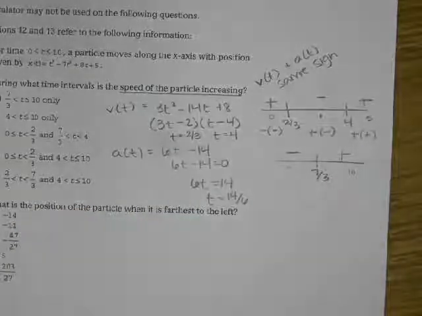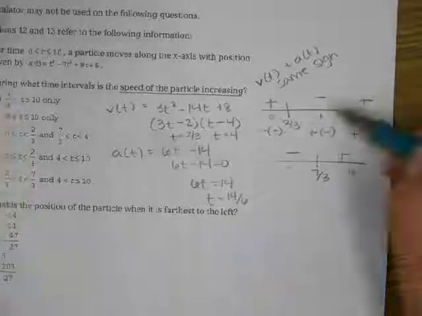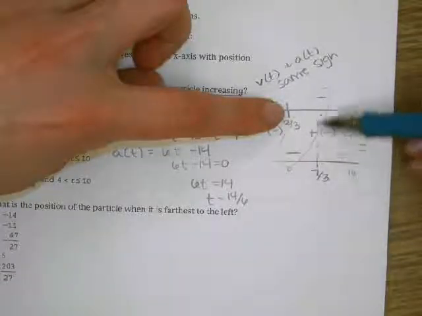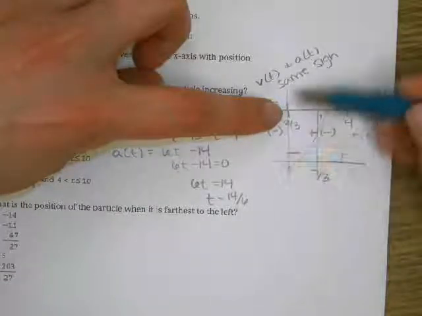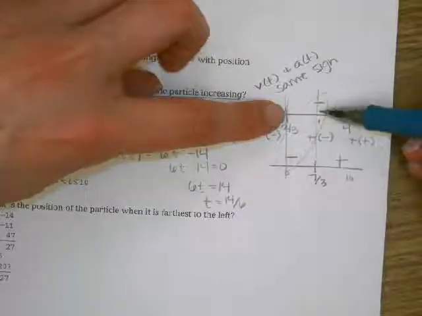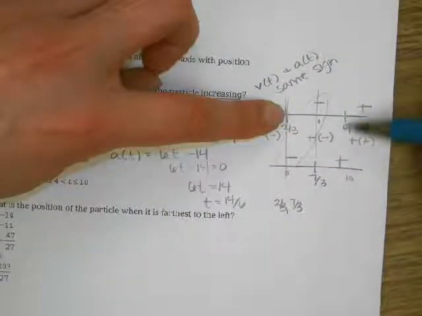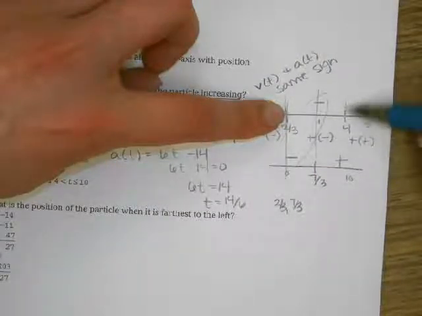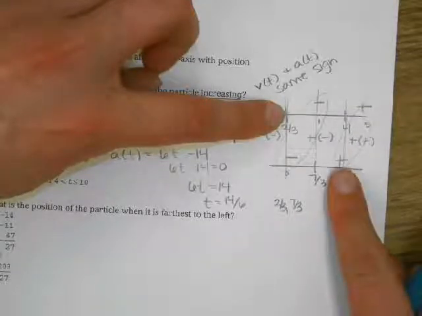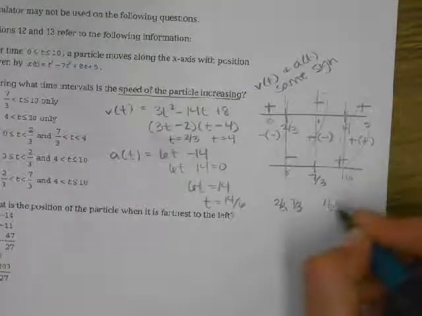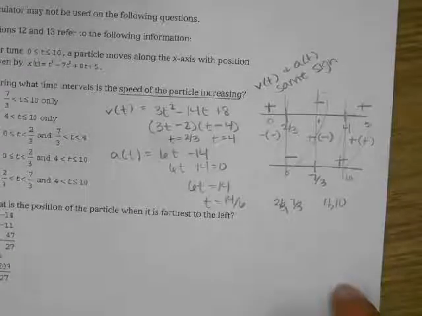Okay, so what we're looking for is what interval these would have the same sign on. So I can see that here we've got negatives happening. So if we think of these combined like this, they're both negative from 2/3 to 7/3. Here we got negative and positive, that's not helping us. But here we've got positive, and that's going to be from 4 till the end of the interval, which was 10. So the answer that had those two intervals was E.